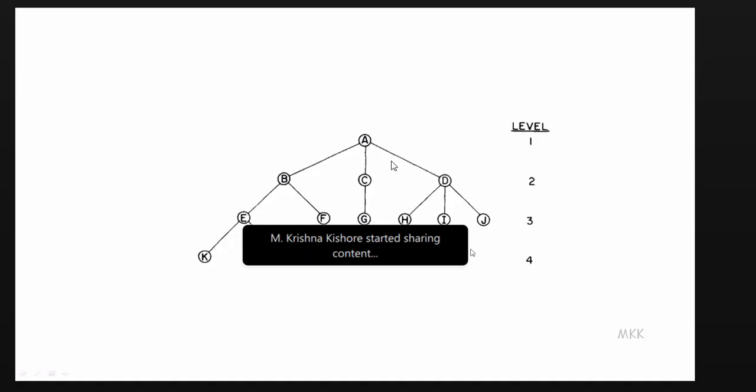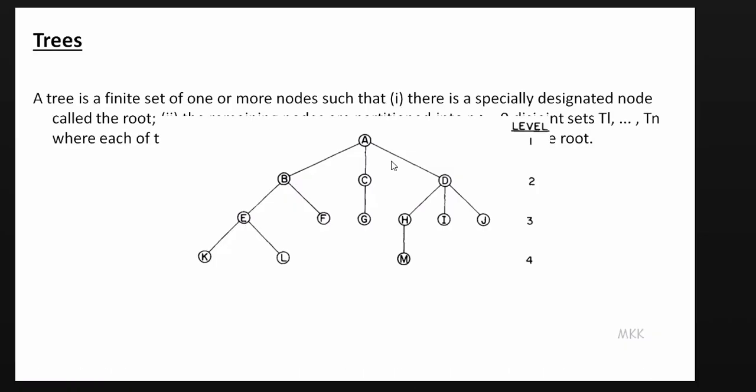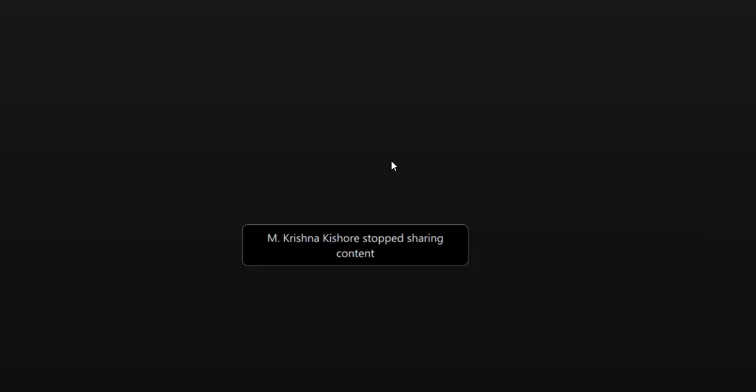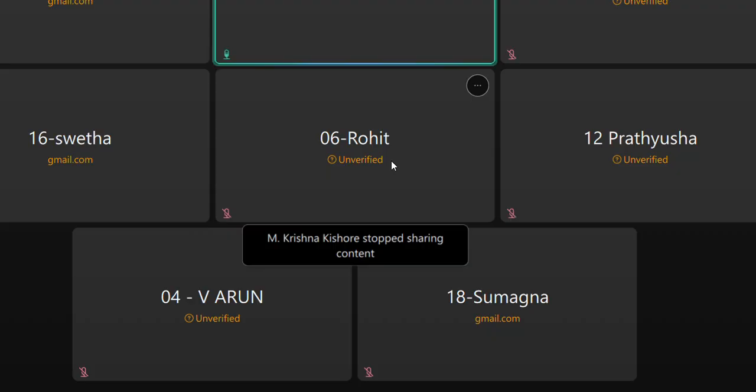Okay, guys, let's discuss trees. Let us go with a small definition. In general, a tree is a finite set of one or more nodes. Is my voice audible or not? Yes, it's audible. Okay, no problem.